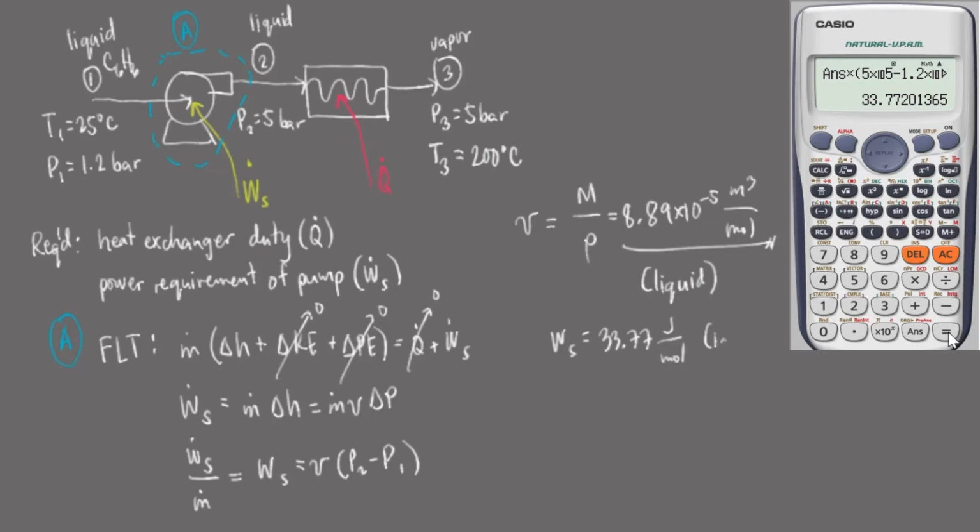Now we have to be careful because this specific work that we have solved is the ideal amount of work that is being delivered to the pump. Remember that we are given a value of the efficiency and that is 70% efficient. Therefore, to get the actual specific work, we have to divide our ideal work with the efficiency. So dividing this with 0.7, our actual specific work is 48.25 joules per mole.